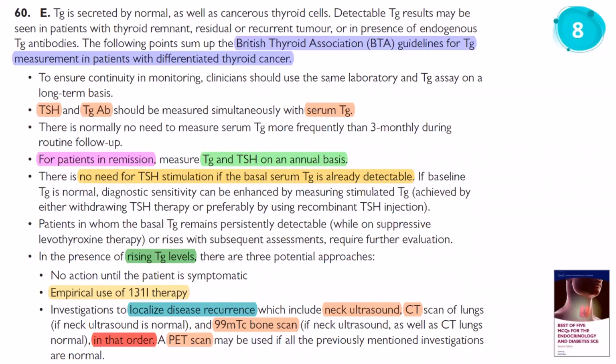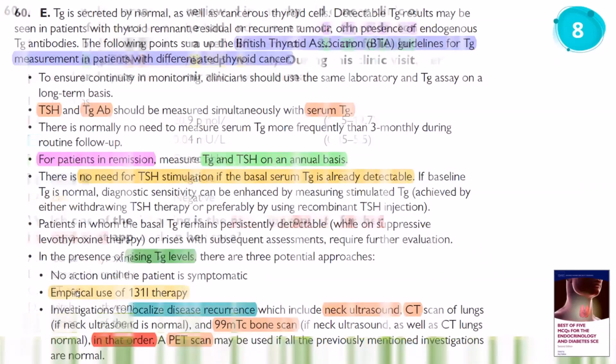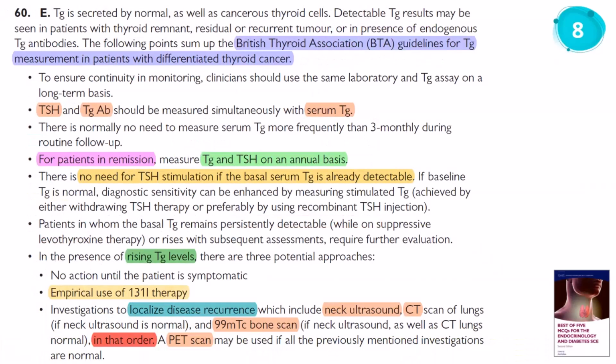Because in some exams, for example in the previous exam, they mentioned PET scan. So, the PET scan is the last option. If neck sonography, CT, and bone scan are normal, in this situation, I will go to PET scan if there is a high suspicion of recurrence. So, in this situation, I will do thyroid sonography. If it is normal, there is no recurrence.